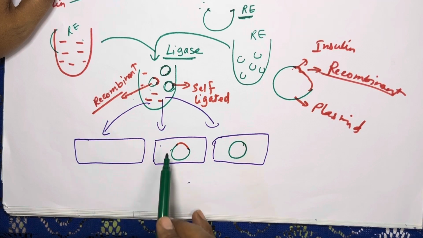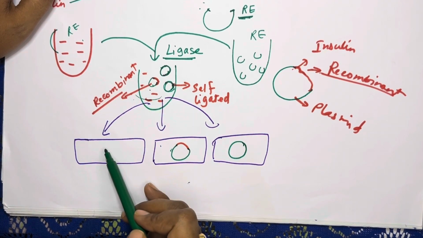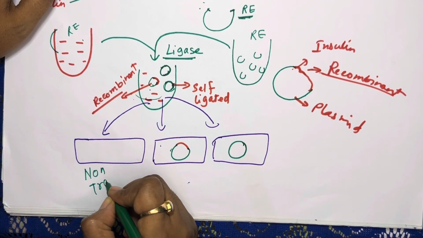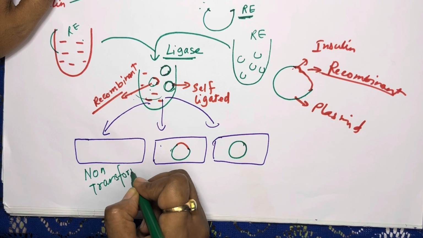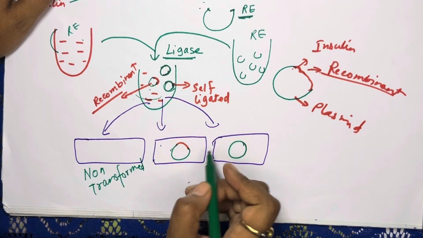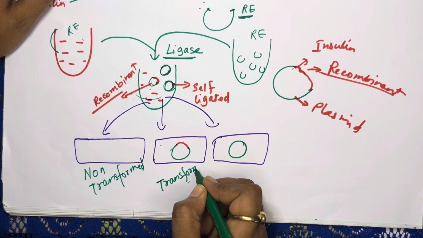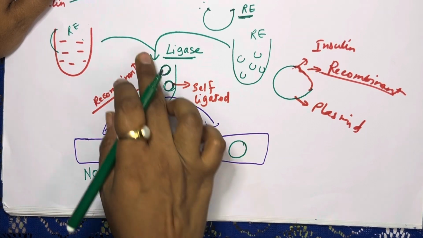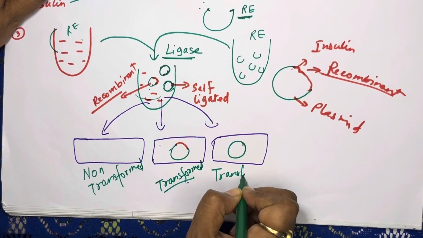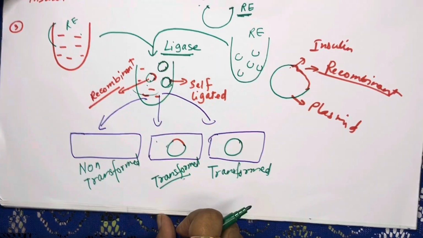So three possibilities will be there. One, when none of them enters the host, it will be called non-transformed. Nothing is inserted in the host. When any of them enters, it will be called transformed, because in the host bacteria at least we have something. Again, this one will also be called transformed because at least one of them has been inserted.